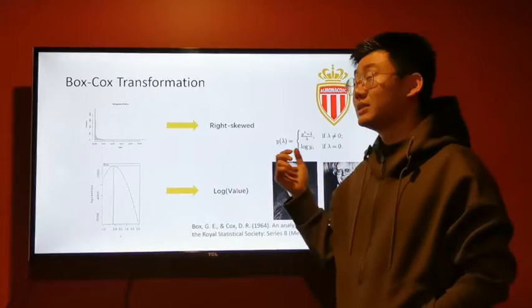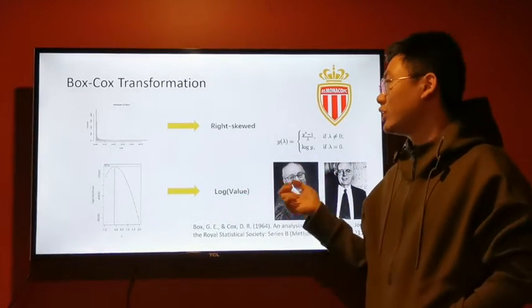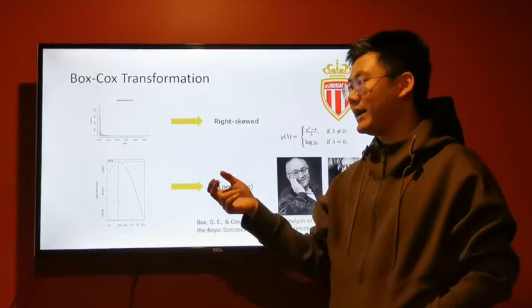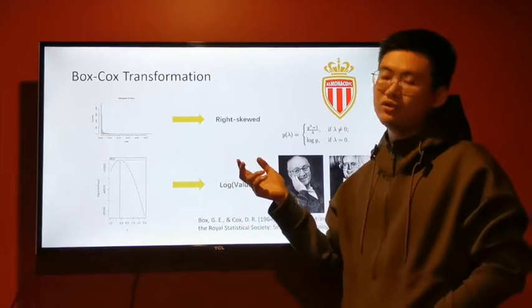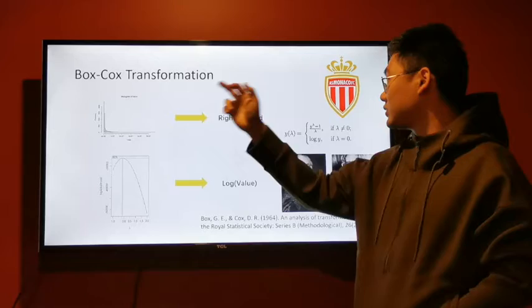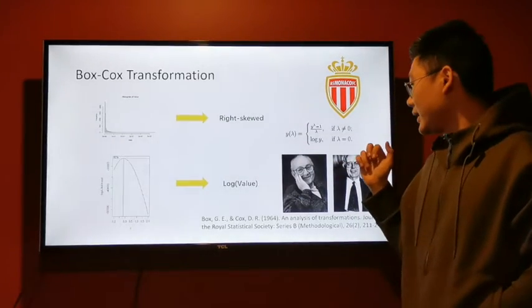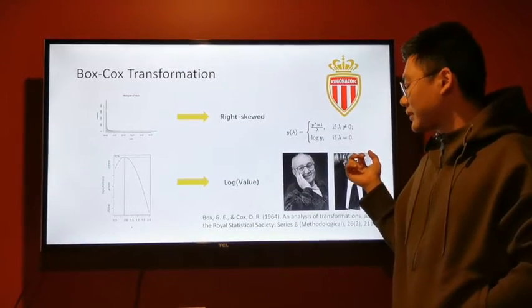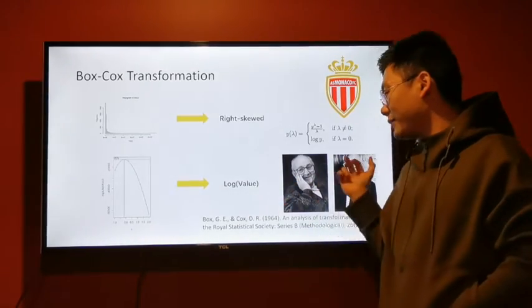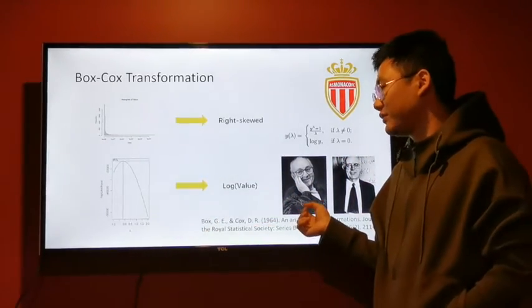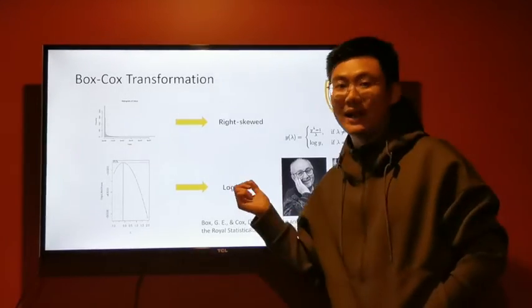So the first task is to transform our data from right-skewed data to better, normally distributed data. The technique here is the Box-Cox transformation. It was developed by Box and Cox in 1964. It's a very great technique.